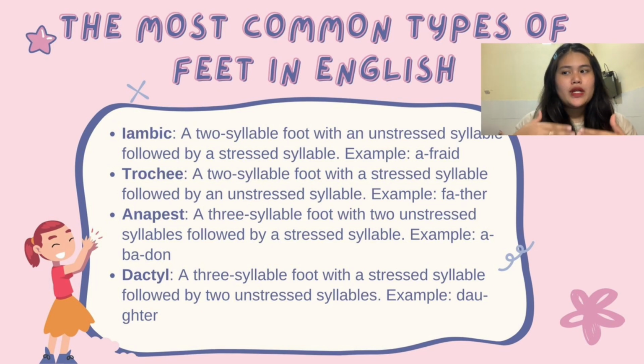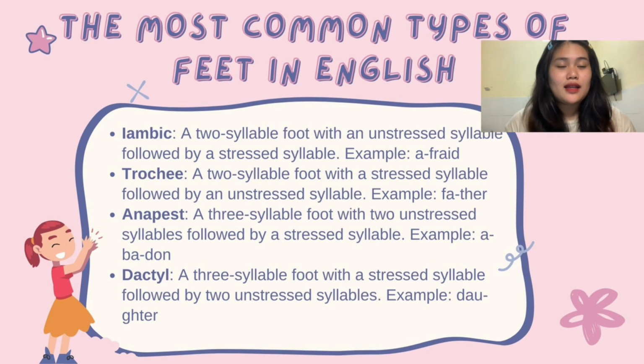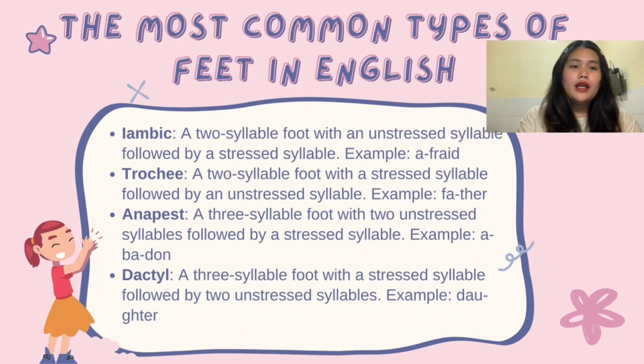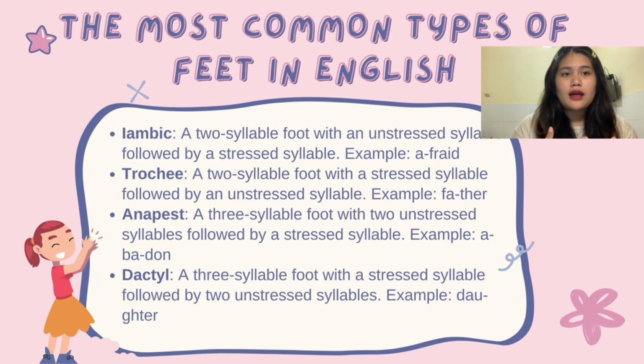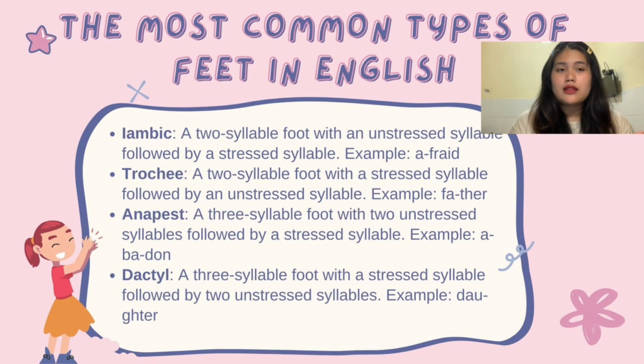Imagine that you are clapping your hands to a song. Each clap represents a syllable. A group of claps you make in a rhythmic pattern represents a foot. For example, you might clap two times at a time, with the first clap being unstressed and the second clap being stressed. This would be like an iambic foot. You can use different combinations of stressed and unstressed claps to create different types of feet. And you can use different combinations of feet to create different rhythms in music.